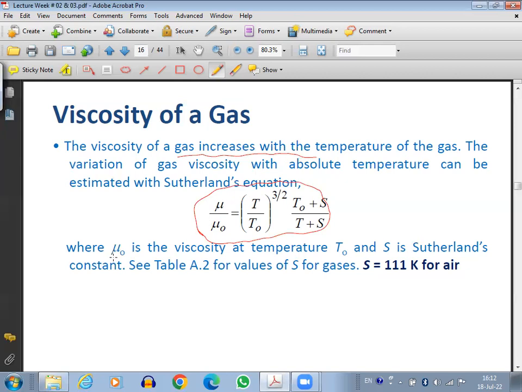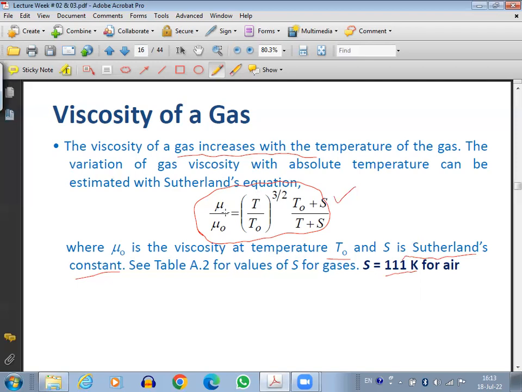Here mu naught is the viscosity at temperature T naught. If we want to know the variation of viscosity with temperature, at least you need to know the viscosity of that gas at one specific temperature. Then you can find the viscosity at any other temperature. And then you have the Sutherland's constant S, which is different for different gases. For air, the Sutherland constant is 111 Kelvin. Again, these constants will be provided to you in the exam if required.